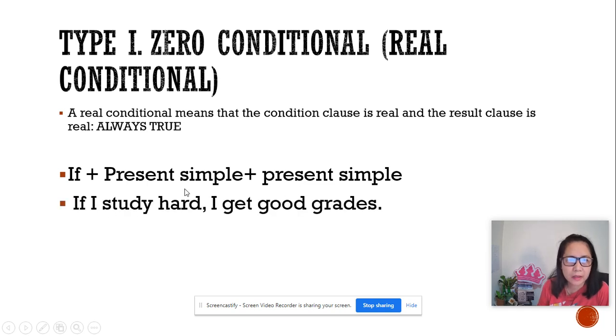Let me show you. This is the condition clause, and this is the result clause. So I have here if plus the present simple study, and then comma, and then the present simple is get. This one is also an example of zero conditional, wherein I have the present simple heats, and the present simple here in the result clause will be boils.